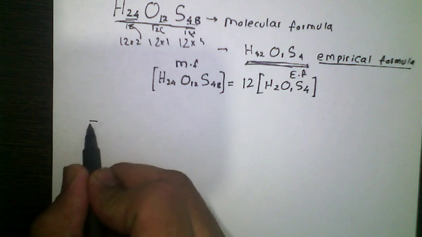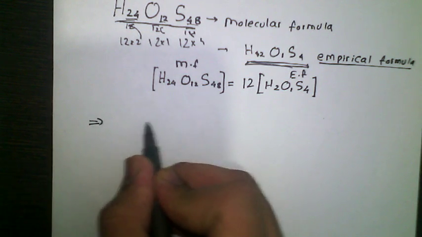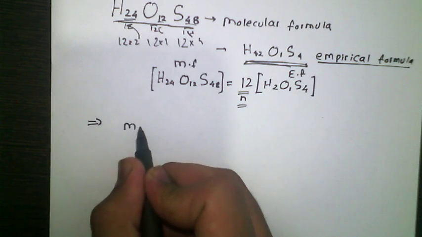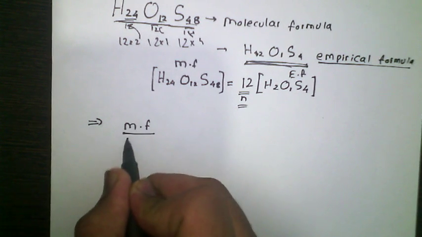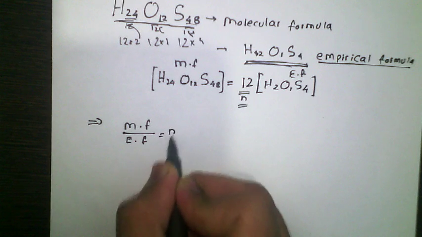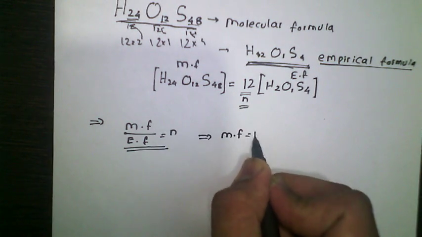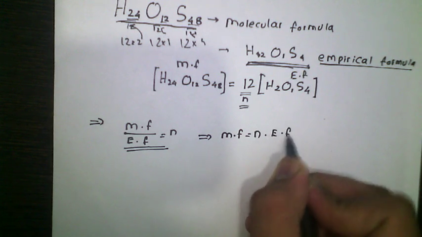So we can say in formula form, let this be any number n, then molecular formula upon empirical formula equals n, which means molecular formula is equal to n times empirical formula.